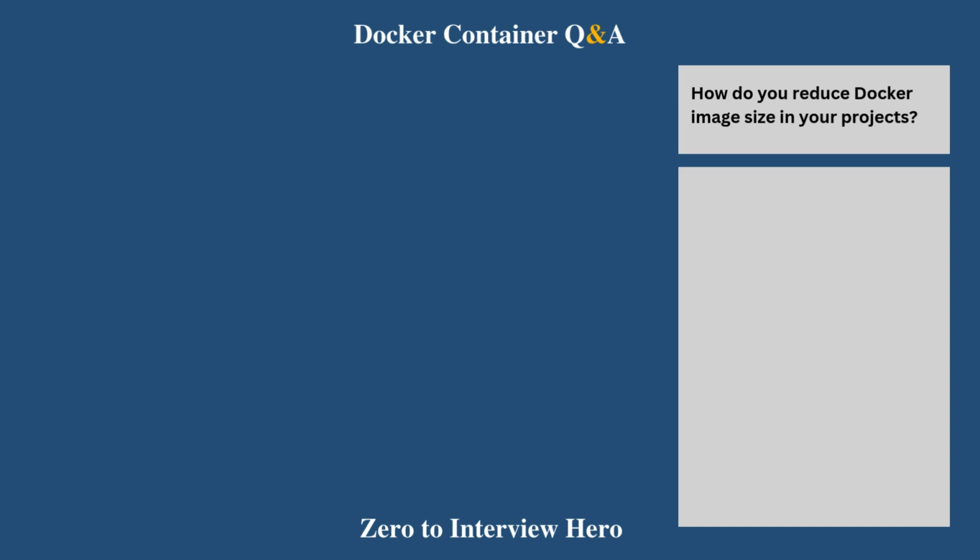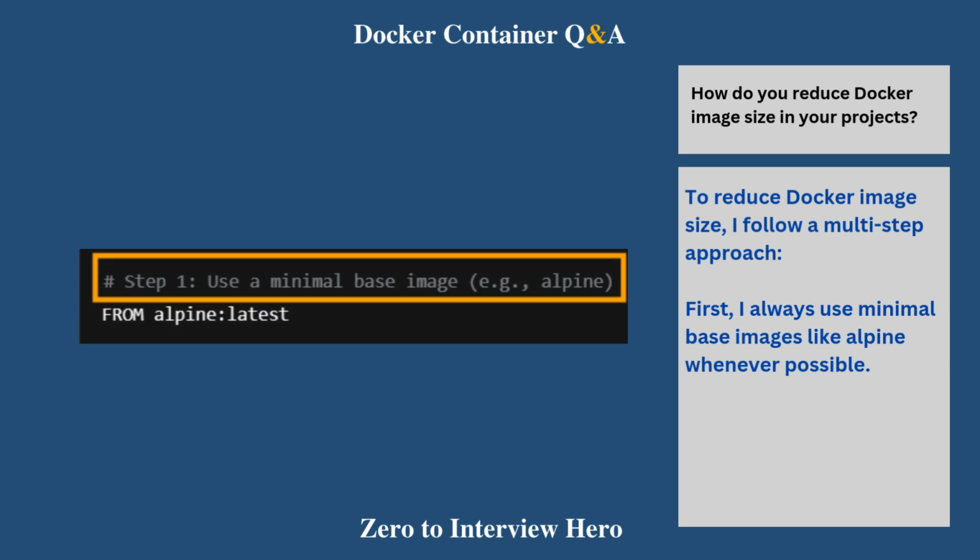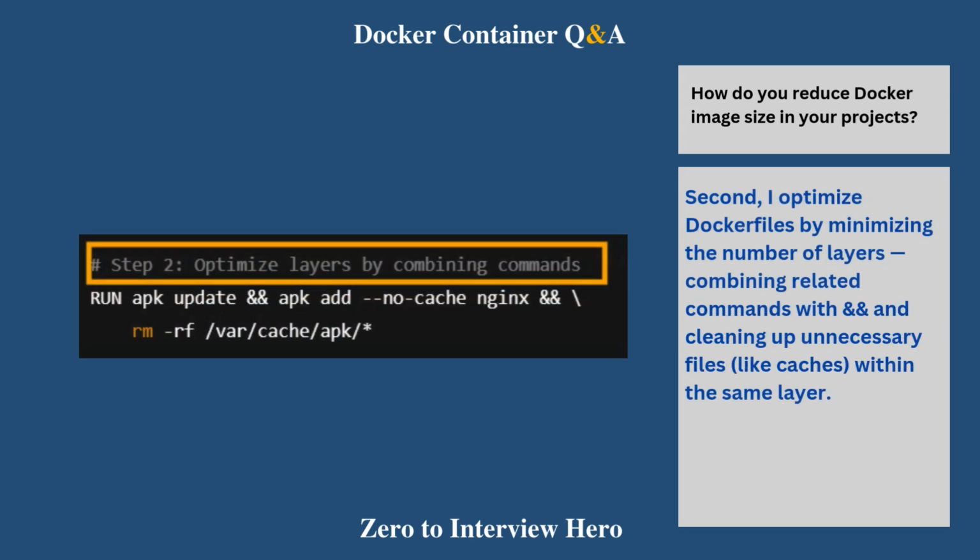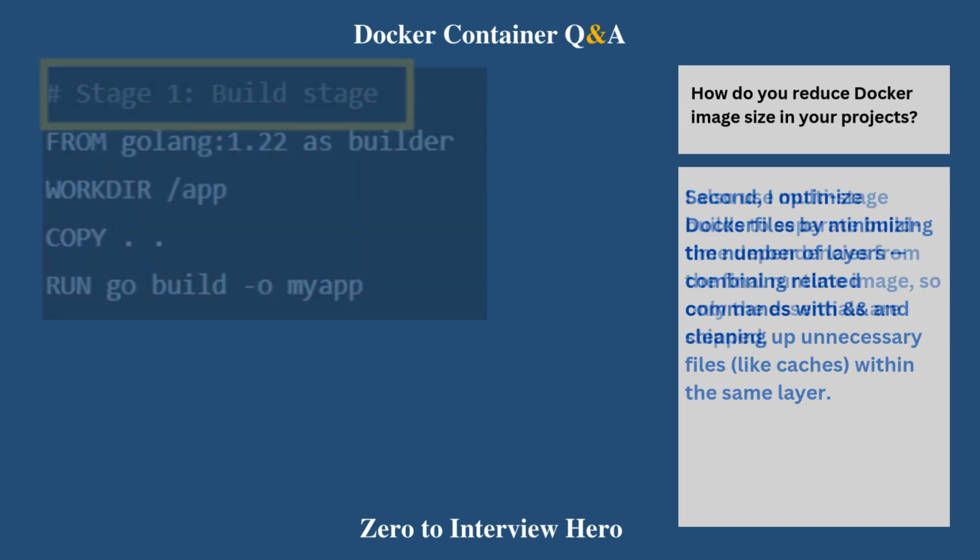Moving on with our next question. How do you reduce Docker image size in your projects? Here's how you can answer. To reduce Docker image size, I follow a multi-step approach. First, I always use minimal base images like Alpine wherever possible. Second, I optimize Dockerfiles by minimizing the number of layers, combining related commands with the double ampersand, and cleaning up unnecessary files like caches within the same layer.